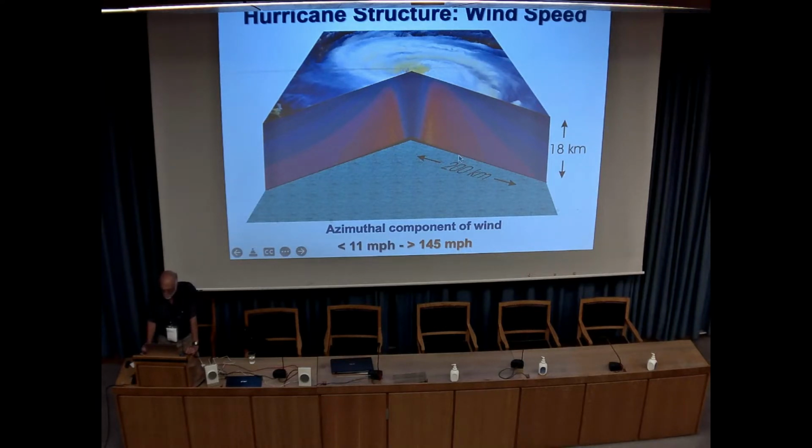The darkest shade of blue indicates the lightest winds, each less than 5 meters per second up here. Each successive color represents an increment of 5 meters per second, reaching a maximum here of 65 meters per second in this picture.